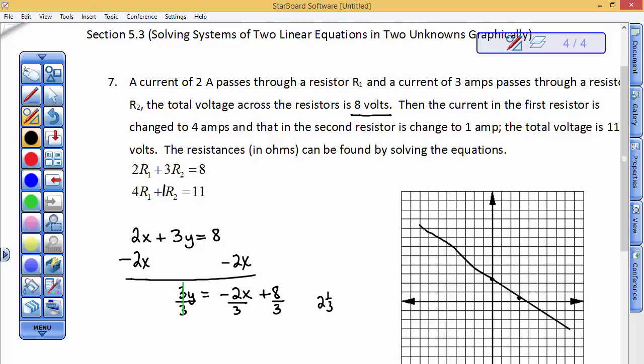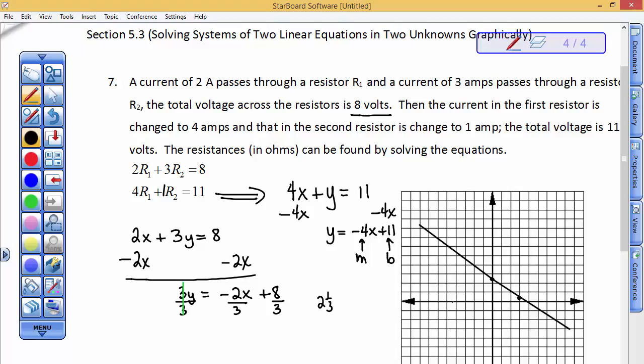All right, so let's now do the second equation. So let's call that 4x plus 1y equals 11. And then we'll subtract 4x from both sides of the equation, and we'll have y equals negative 4x plus 11, because I like to see this in slope, m, and y-intercept, the b value, form. So I'm going to go up 1, 2, 3, 4, 5, 6, 7, 8, 9, 10, 11, which is right behind the arrowhead right there. That's where the 11 is on that spot.